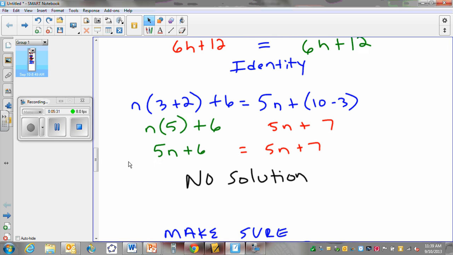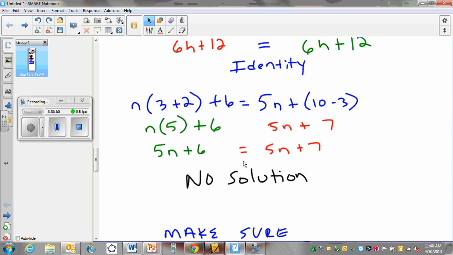Then you have an occasion like this. n times quantity 3 plus 2 plus 6 equals 5n plus quantity 10 minus 3. Let's start with this side. 3 plus 2 is 5. So we have n times 5, or 5n plus 6. Can't simplify anymore. We have 5n plus 10 minus 3 is 7, so we have 5n plus 7.